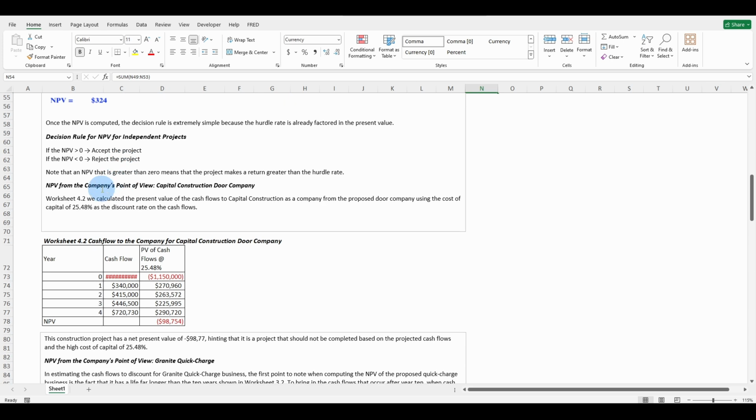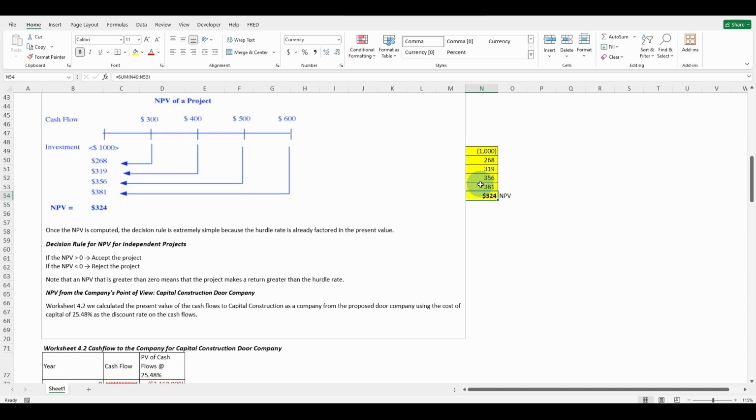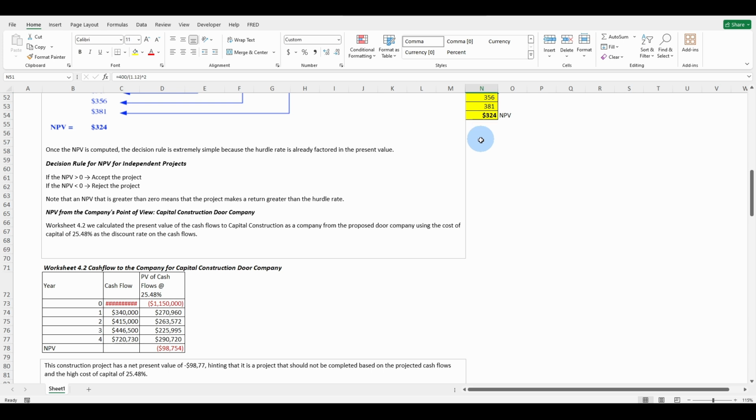Note that an NPV that is greater than 0 means that the project makes a return greater than the hurdle rate. So here, they're making a significantly higher return than the 12% rate. I think we discounted this at 12%. Yeah, so it's going to be probably 19 to 20%.